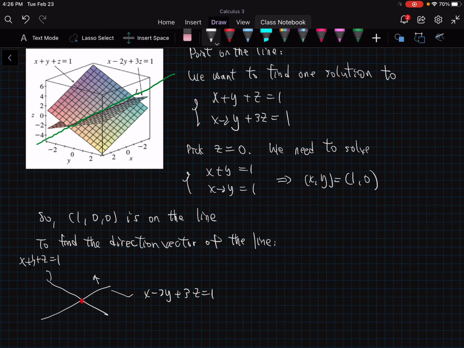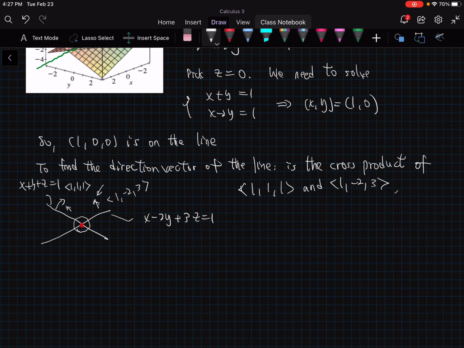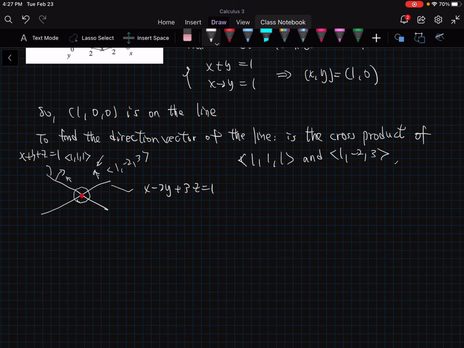Well, both planes have a normal vector. This one has 1, negative 2, 3. The other one has normal vector 1, 1, 1. If I take the cross product of these two normal vectors, that cross product will be the red dot coming toward you or away from you. So the direction vector of the line is the cross product of 1, 1, 1 and 1, negative 2, 3.